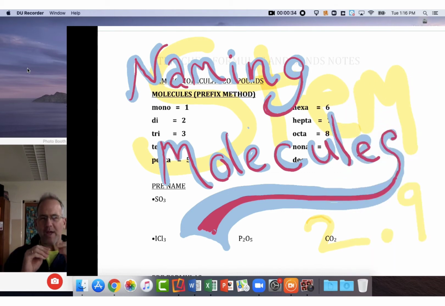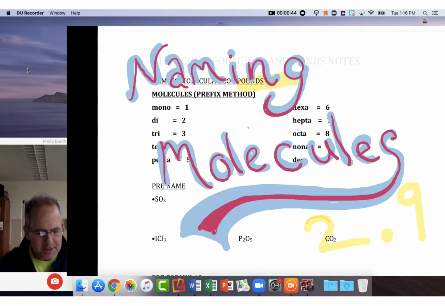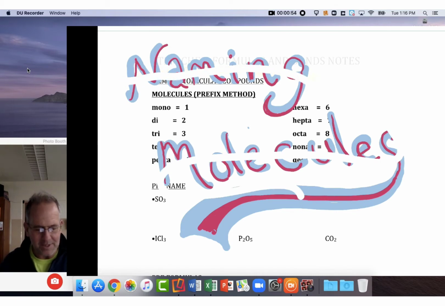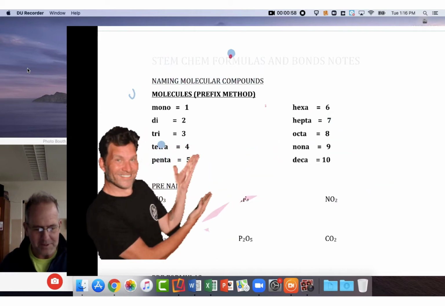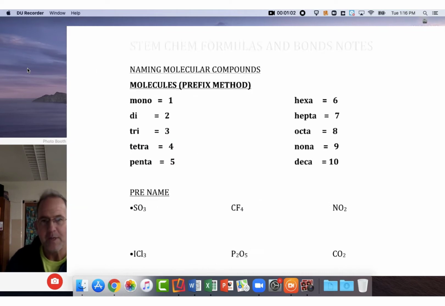And the way that we know how many atoms there are is going to be based on this nice little series of prefixes that help us determine the number of atoms. So we're going to name these molecules, and let's look at these prefixes here in just 1 second. Okay, and there's those prefixes I was talking about.